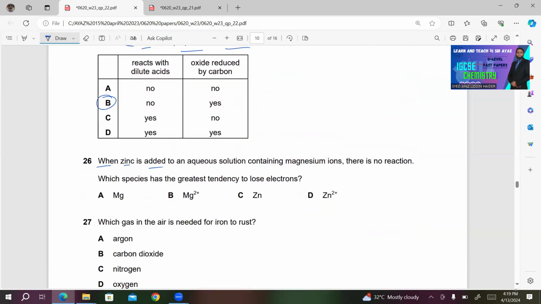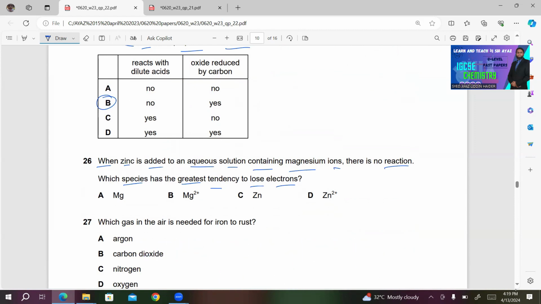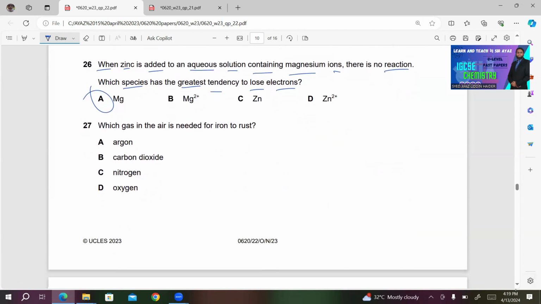26. When zinc is added to an aqueous solution containing magnesium ions, there is no reaction. Which species has the greatest tendency to lose electrons? It's very easy. Magnesium is more reactive than zinc. Must be magnesium, Mg. 27. Which gas in the air is needed for iron to rust? It's oxygen. So D is the right answer.